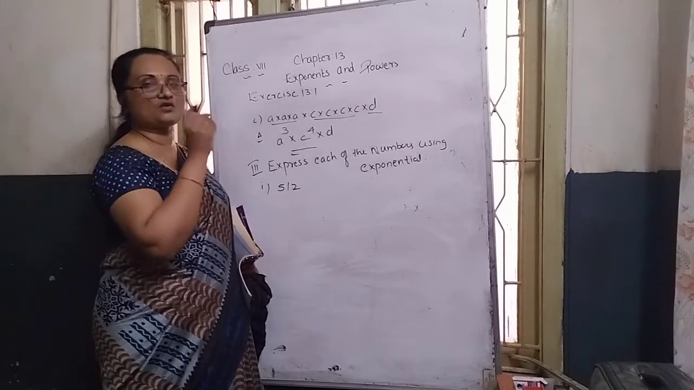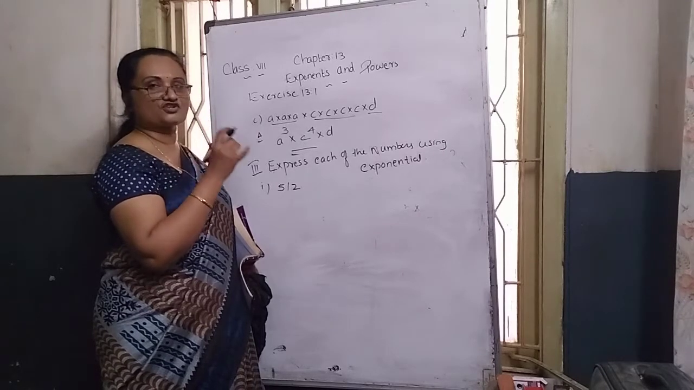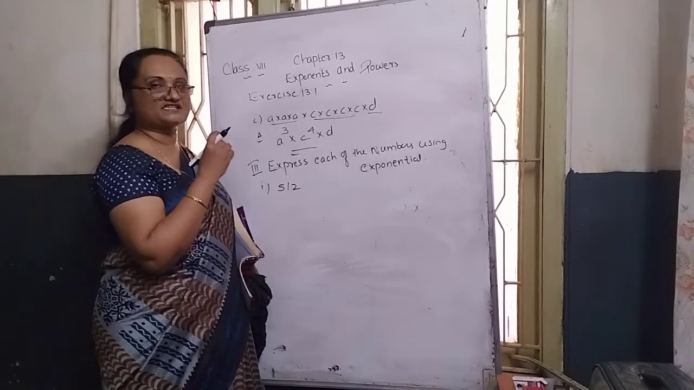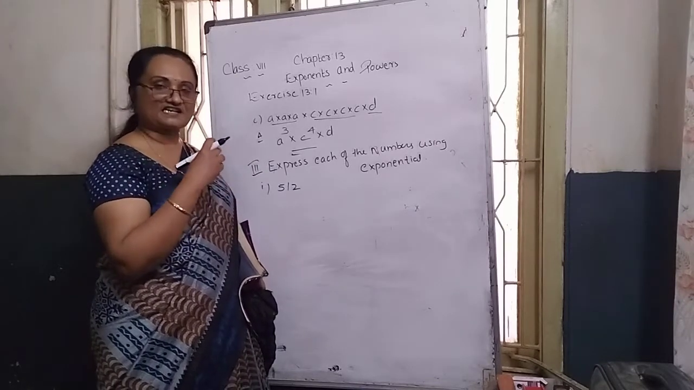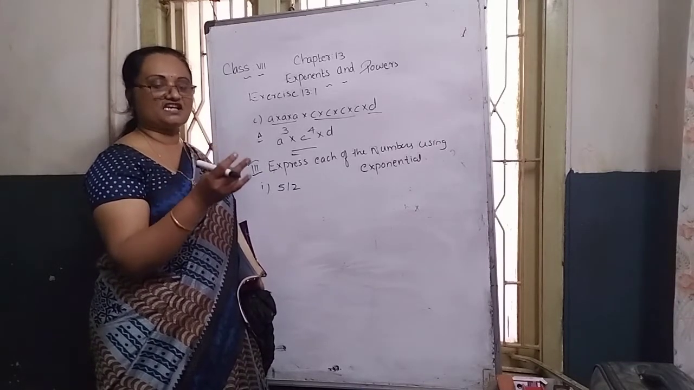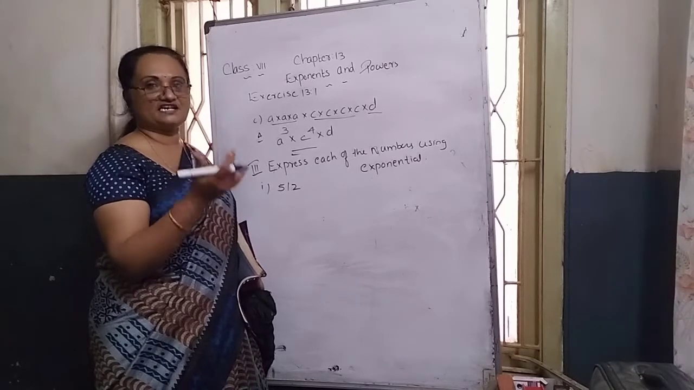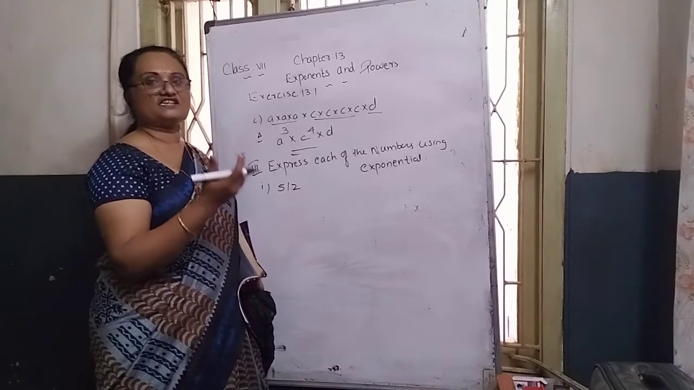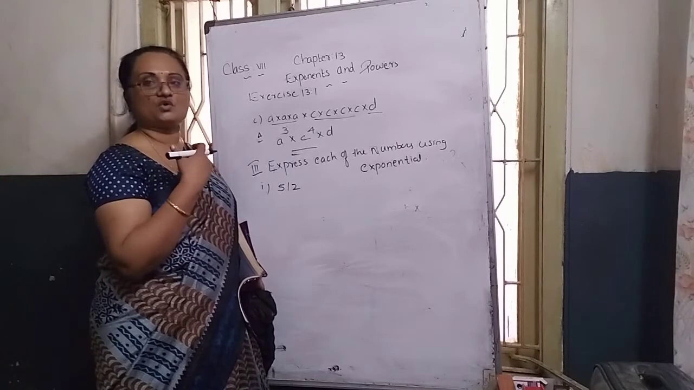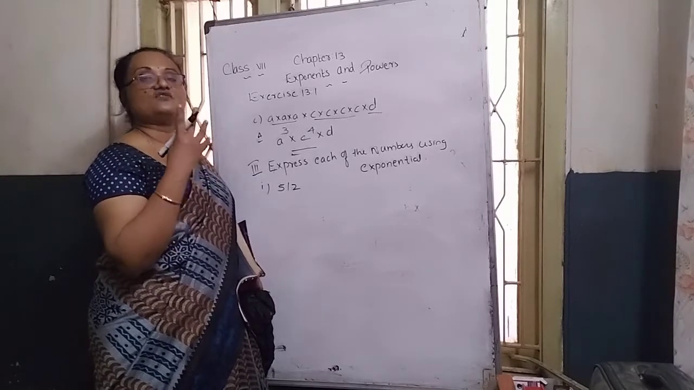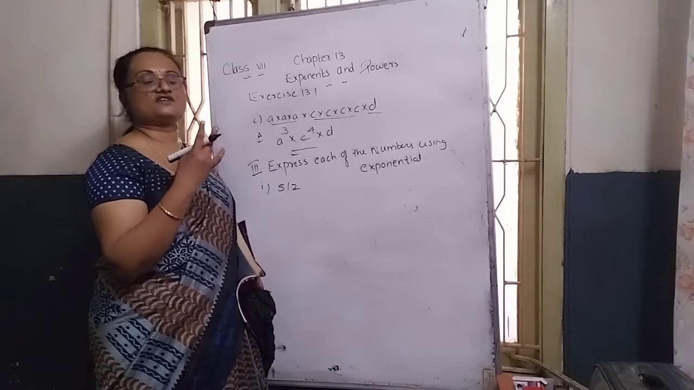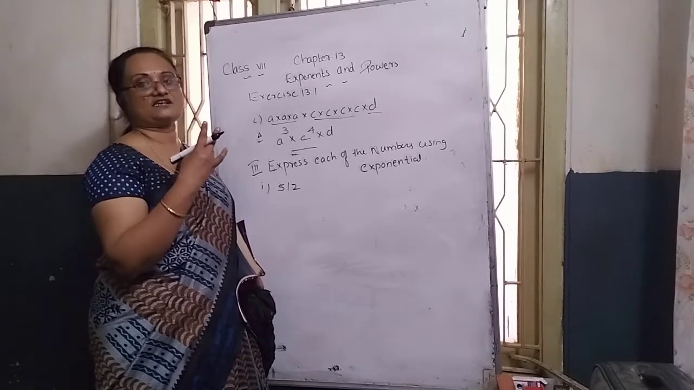Numbers having only 2 factors, one and the same number itself. Such type of numbers we call prime numbers. What are they? 2, 3, 5, 7, 11, 13, 17, 19, etc. We call them prime numbers. What is the reason? They have only 2 factors, one and the same number itself. That's why they are known as prime numbers.